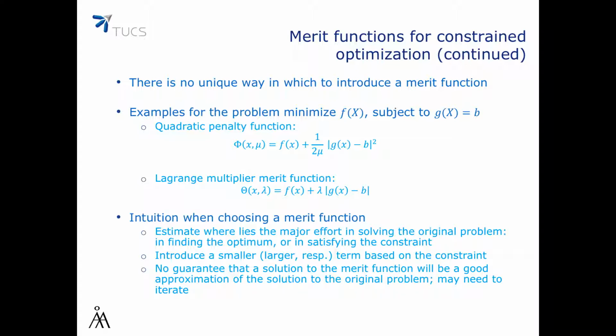The intuition that we should have when choosing a merit function is to estimate where lies the major effort in solving the original problem, in finding the optimum or in satisfying the constraint. And so we will introduce a smaller or maybe a larger term based on that constraint. No guarantee that a solution to the merit function will be a good approximation of the solution to the original problem, and in fact we may need to iterate several times.